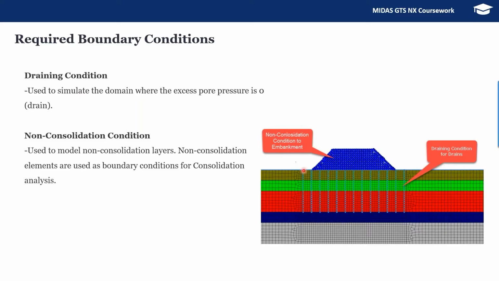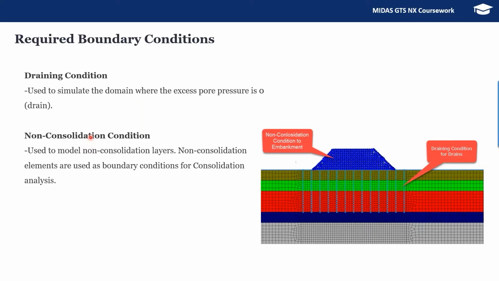That means you can select these nodes, which are at the places where vertical drains are to be placed. So select all those nodes and provide the drainage condition to those nodes. And then we have a non-consolidation boundary condition.